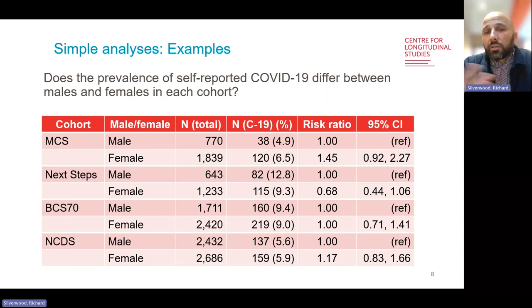So we could stop there with a more descriptive comparison of those percentages, but here we've gone slightly further and calculated a relative measure. So here a risk ratio for MCS of 1.45, suggesting that the risk among females was 45% greater than among males. So that sort of analysis where we're thinking more about associations perhaps brings us neatly onto the next thing I wanted to discuss, which was confounder control.